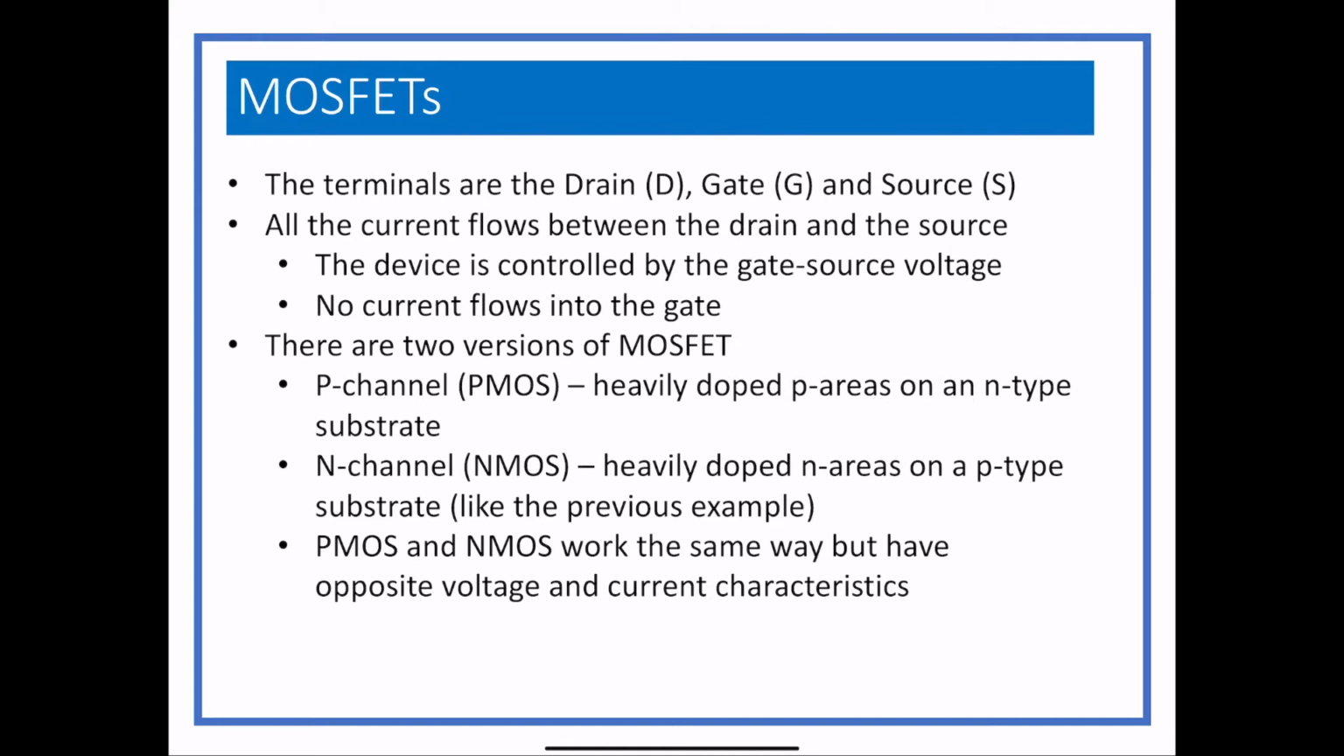There are also differences in how they actually respond because the charge carriers are different. In an NMOS device, electrons are the primary charge carriers. In P-channel devices, the holes are, and they have different mobilities, so they will actually have different characteristics.